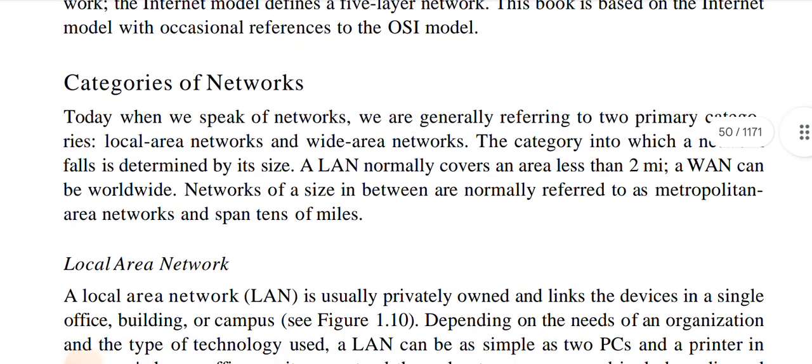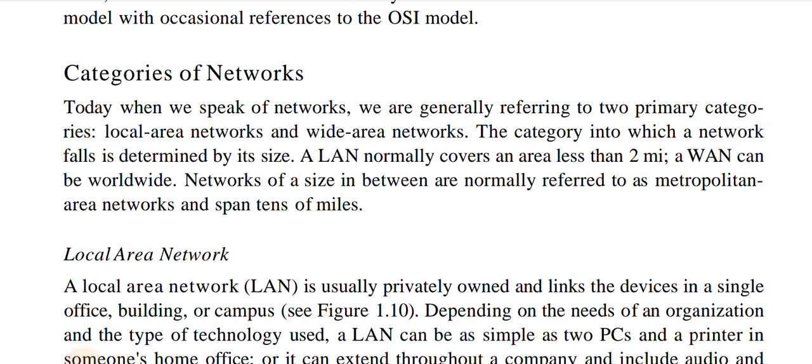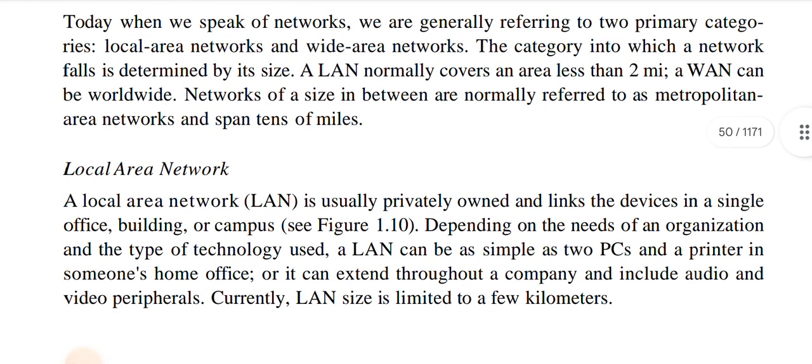Categories of networks. Today, when we speak of networks, we are generally referring to two primary categories: local area networks and wide area networks. The category into which a network falls is determined by its size. A LAN normally covers an area less than 2 miles. A WAN can be worldwide. Networks of a size in between are normally referred to as metropolitan area networks and span tens of miles.